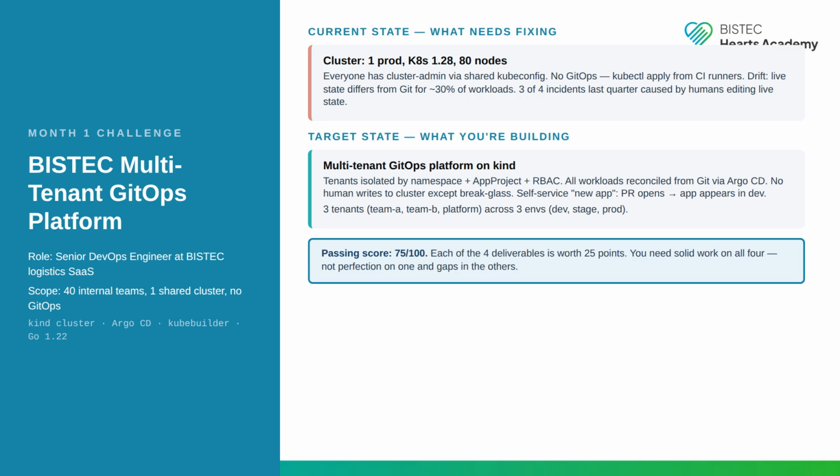Drift between live state and Git is present in roughly 30% of workloads. 3 of the 4 incidents last quarter were caused directly by humans editing live cluster state. This is a real pattern in organizations that grow fast without governance. The current state is deliberately bad, because that is what you will be asked to fix in real engineering roles. The target state is achievable in today's session.